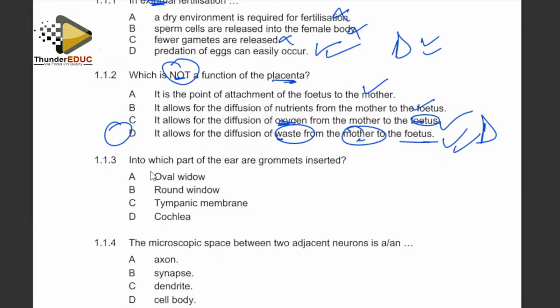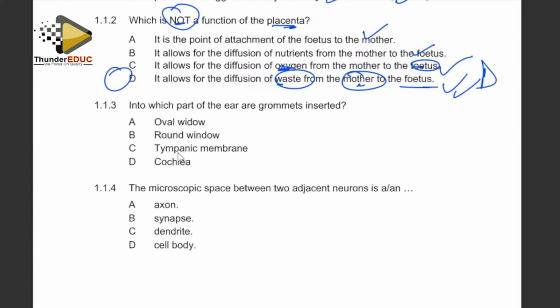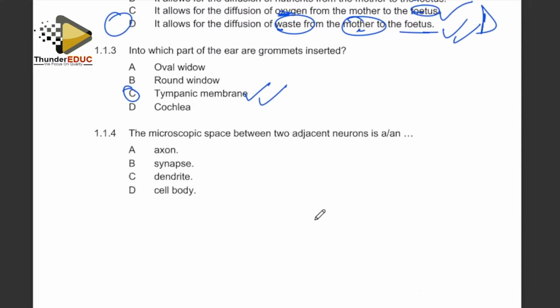They're saying, into which part of the ear are grommets inserted? If you use the distinction material book, I know that you are in distinctions. All right, the answer is the tympanic membrane. So that is 2 marks. Then they're saying the microscopic space between two adjacent neurons, a junction between neurons, that's what it means. That's a synapse. So that is B. It allows impulses to move in one direction. So those are 2 marks.